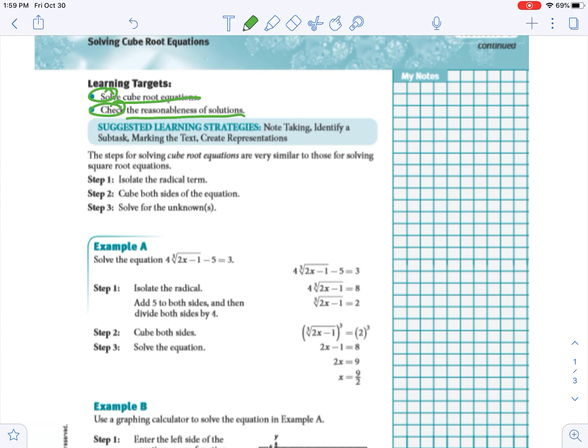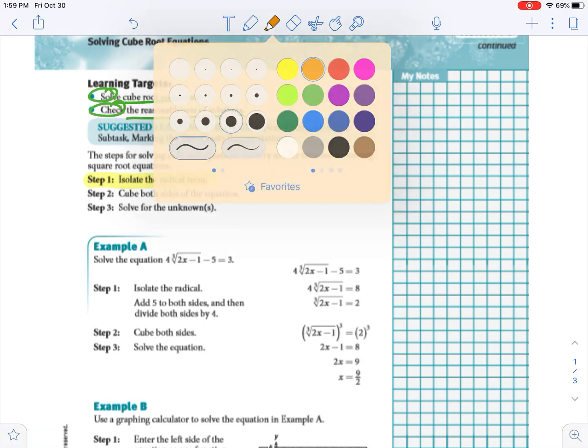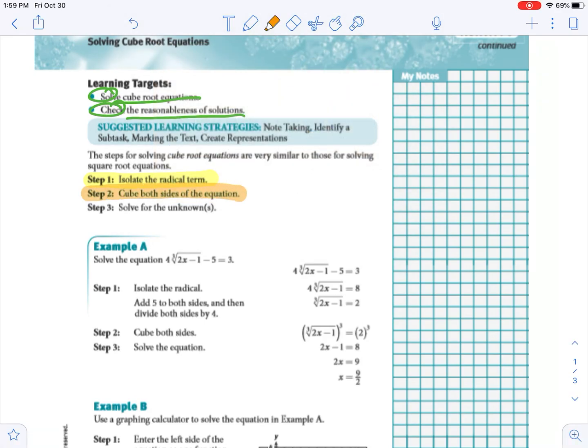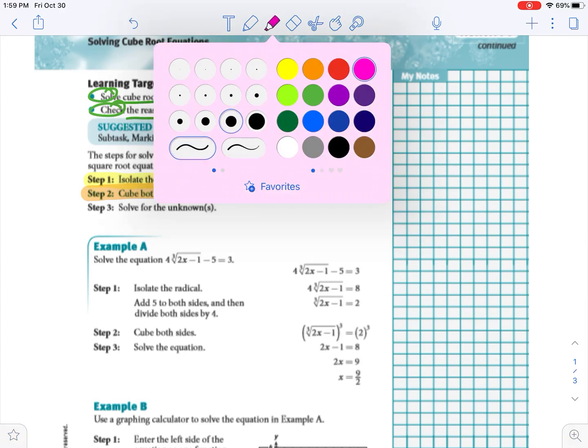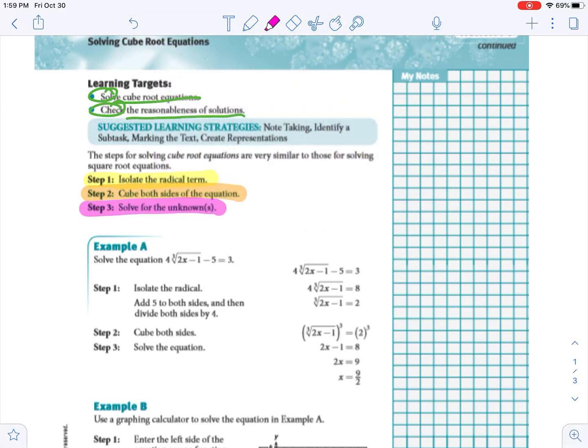So there's really only 3 steps. Step 1 is going to be to isolate the radical term. Step 2 will be to cube both sides of the equation. And step 3 will be solve for the unknown. And then, of course, it's always a good idea to check your answer.